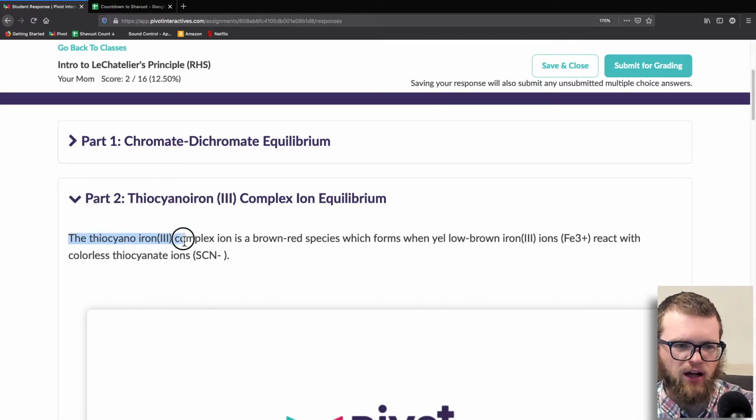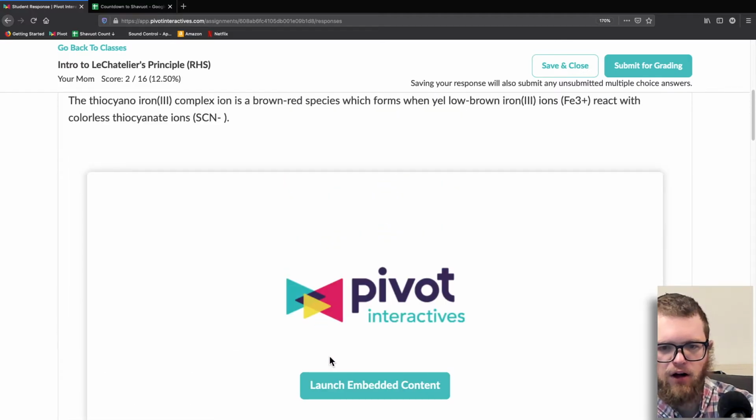So the thiocyanoiron 3 complex is a brown-red species, that might be important later, which forms when yellow-brown, why is yellow 2 words? Iron 3 ions, Fe3+, react with the colorless thiocyanate ions, SCN-. Let's launch the embedded content.